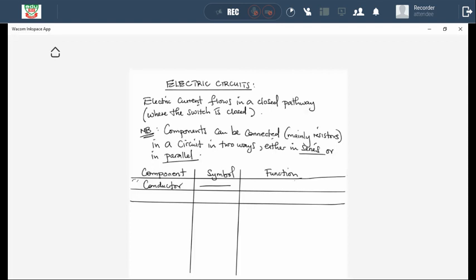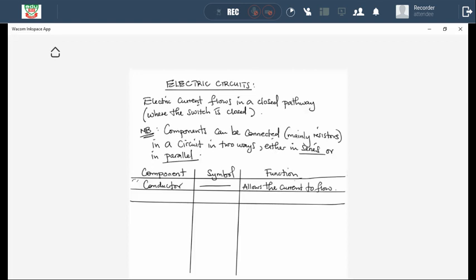So the component that we are looking at is the conductor. The symbol is just a wire. Remember, mainly we use copper wire. So this is just a wire which is represented by a straight line there. So the function of the conductor is to form the passage for the flow of electric current, or it allows the electric current to flow. So let me just write: allows the current to flow. All right, it allows the current to flow.